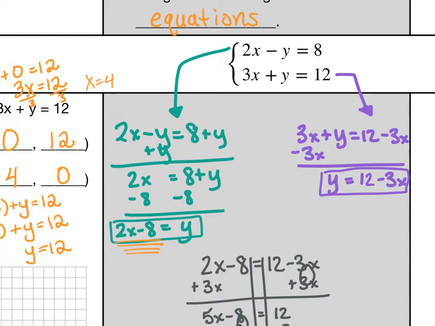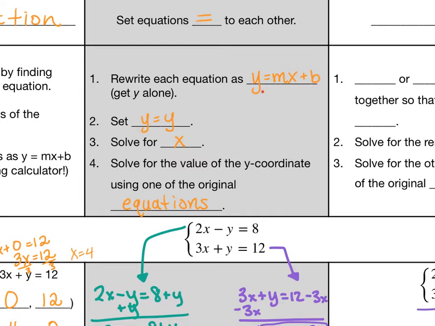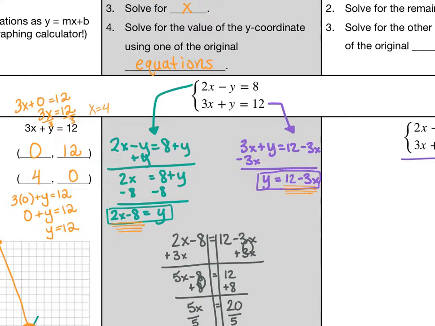And then with our second equation, 3x plus y equals 12, to solve that for y, you could subtract 3x from each side, and then y is by itself. y equals 12 minus 3x. So now we have another expression that has the same value as y. As the directions say at the top of the page, once we rewrite each equation as y equals mx plus b, then we set y equal to y. Really, we're setting equal the expressions that are both equal to y.